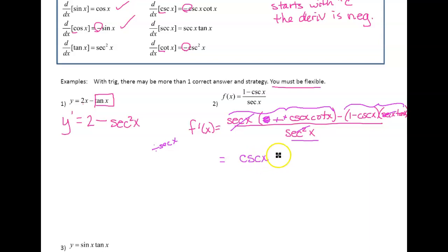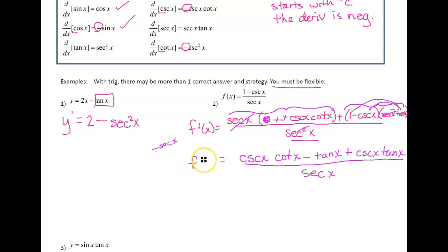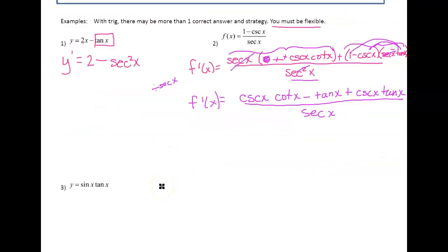So cosecant cotangent. And then I want to distribute this negative tangent. So minus tangent. And then a negative times a negative is a plus, and you just put these side by side. Cosecant tangent, all over secant. Now, that looks like a pretty decent answer. This one's fine. It is a lot of trig words, so it's hard to say if that's going to be the final answer.